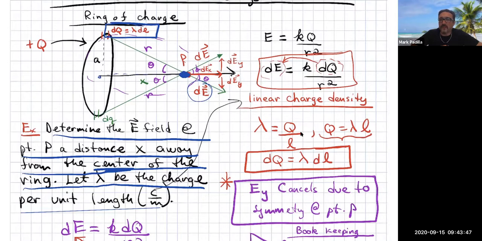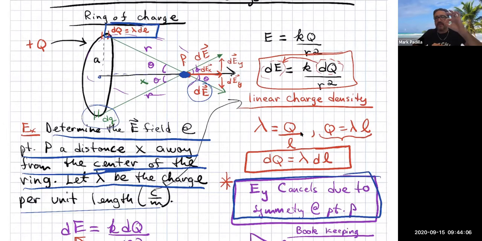Everything in the y direction would cancel due to symmetry, because if we did dQ at the bottom of the ring, you could clearly make that argument. That's what gives us the ability to state Ey cancels due to symmetry at point P. If that point was slightly above the x-axis, that would be a whole other problem. We're just looking at one point and saying, what is the E field at that one point?